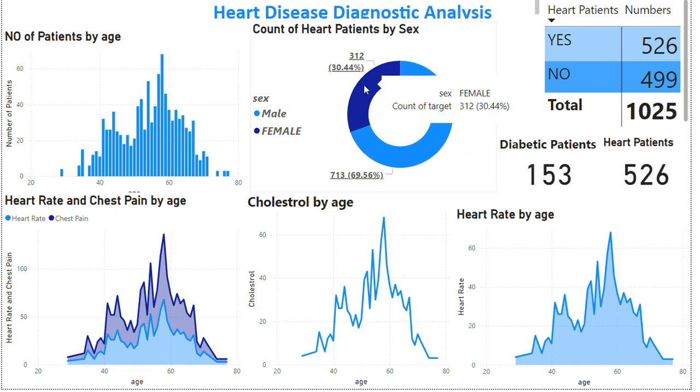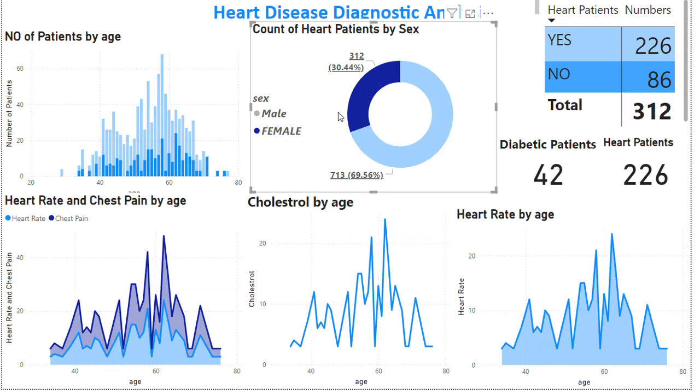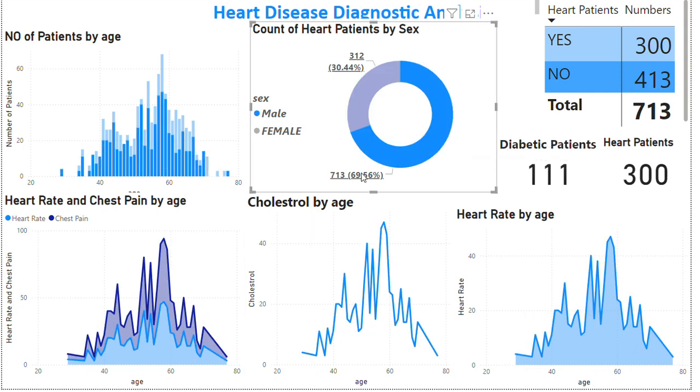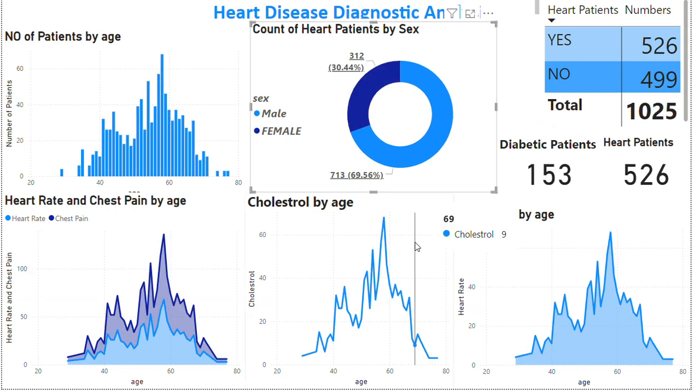You can check, like for male, how the heart rate and chest pain by age has changed, and for female how it has changed. This is an interactive dashboard. You can check for every gender.